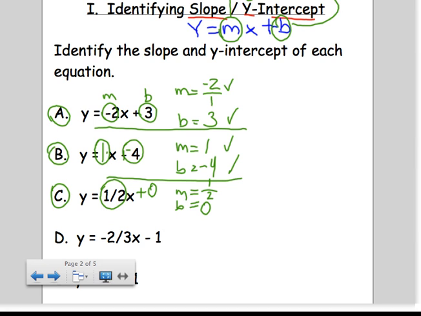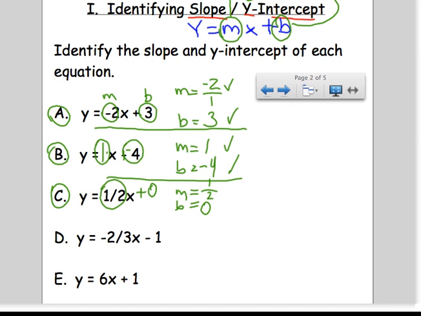I'd like you to stop the video here, and please find the slope and y-intercept for these two equations, D and E. Press play when you're ready to check your answer. Okay, you've tried D and E, so it's time to check. The slope of this first equation is negative 2/3, so m is negative 2 over 3. And the y-intercept, after you kill subtraction, really is negative 1. I hope you got those right.